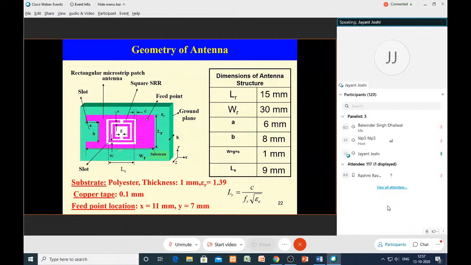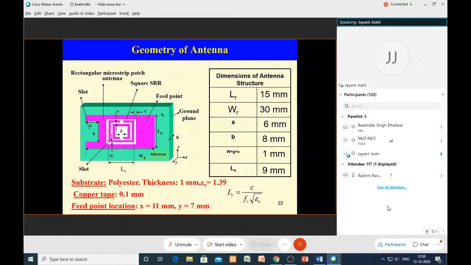Then I have used copper tape, as you have seen in the photographs, and the antenna is fed at the location of X equal to 11 mm and Y equal to 7 mm. For the ground plane, there are some equations: 6h plus L and 6W plus 6h plus W. These formulas we have to follow for designing the ground plane.